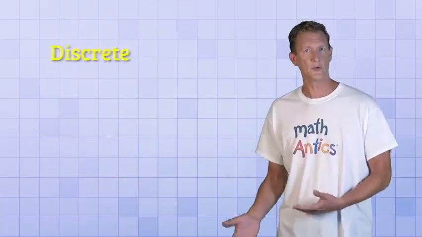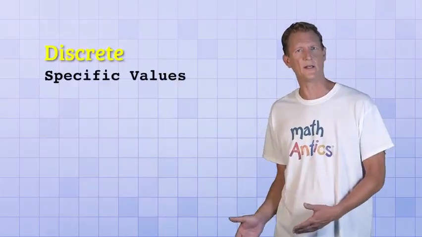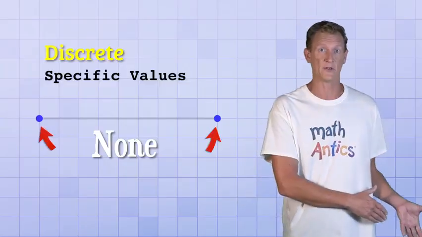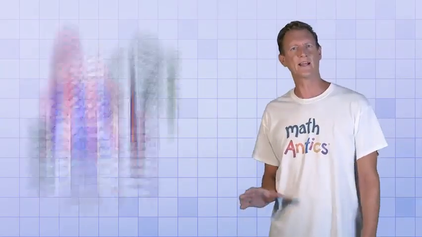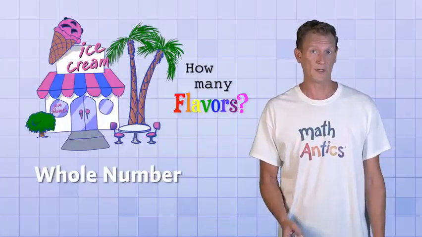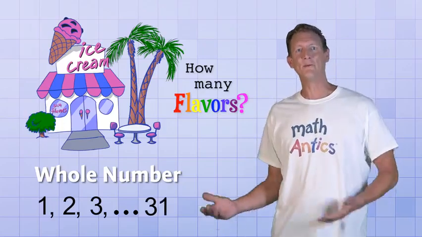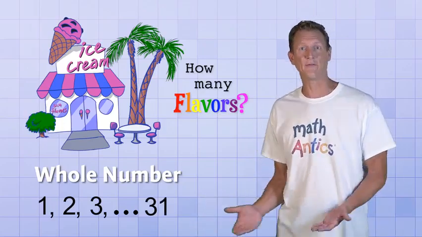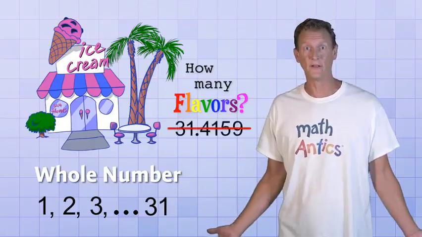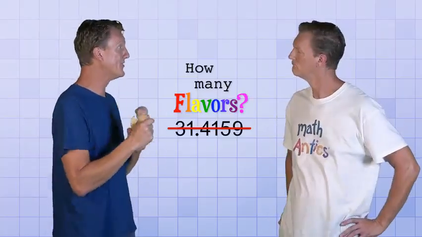On the other hand, discrete data is data that can only have specific values. With discrete data, there aren't any other possible data values in between any two consecutive values. For example, if you ask an ice cream shop how many flavors they sell, they're going to respond with a whole number, like 1, 2, 3, or even 31. They wouldn't give you an in-between number because they couldn't have a fractional amount like 31.4159 flavors. But you could mix two flavors together to get a brand new one.